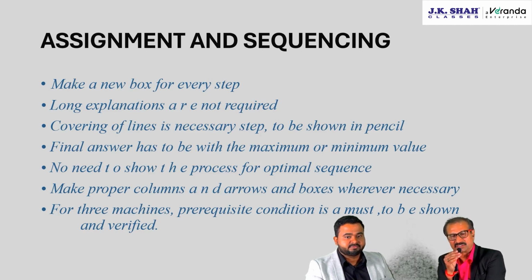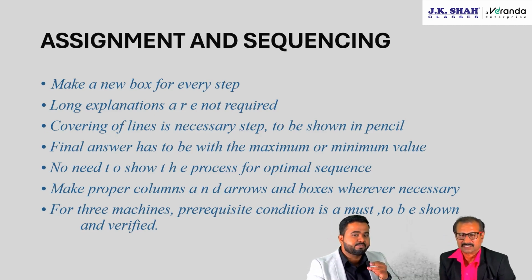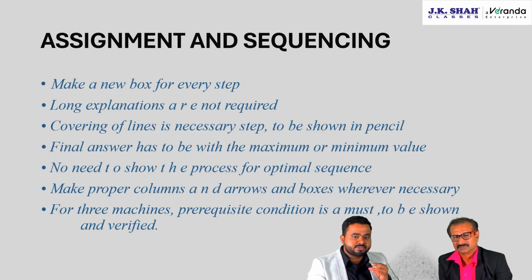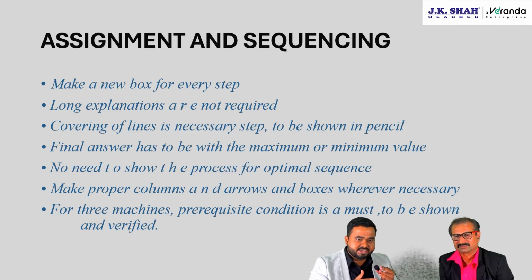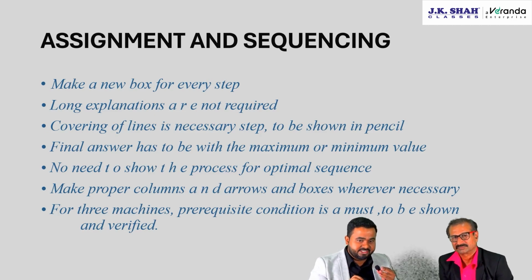For 3 machines, the prerequisite condition must be shown and verified. The prerequisite condition is that we look at the minimum value of the first machine, maximum value of the second machine and minimum value of the third machine. Two conditions are given in the textbook: the minimum of the first must be greater than or equal to the maximum of the second. If the first is not satisfied, you try another: the minimum of the third machine must be greater than or equal to the maximum of the second. You are supposed to show these calculations. Otherwise, if the examiner gives the mark, the moderator has the right to deduct the marks.